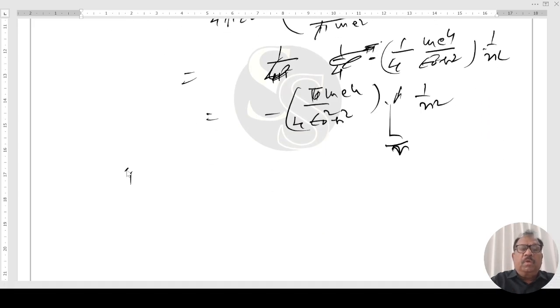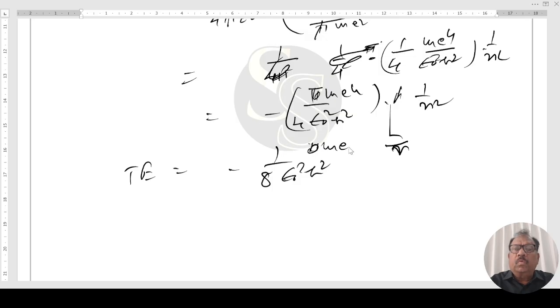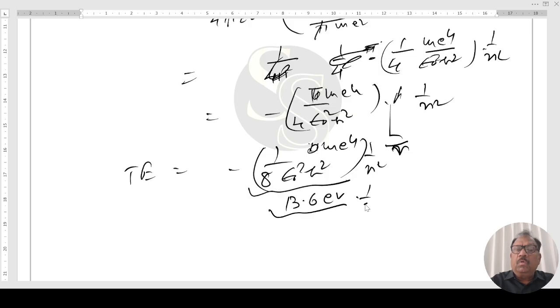Total energy will therefore be equal to minus m e^4 upon 8 epsilon naught square h square into 1 by n square. If you simplify it, this value comes out to be 13.6 eV, electron volt, into 1 by n square.